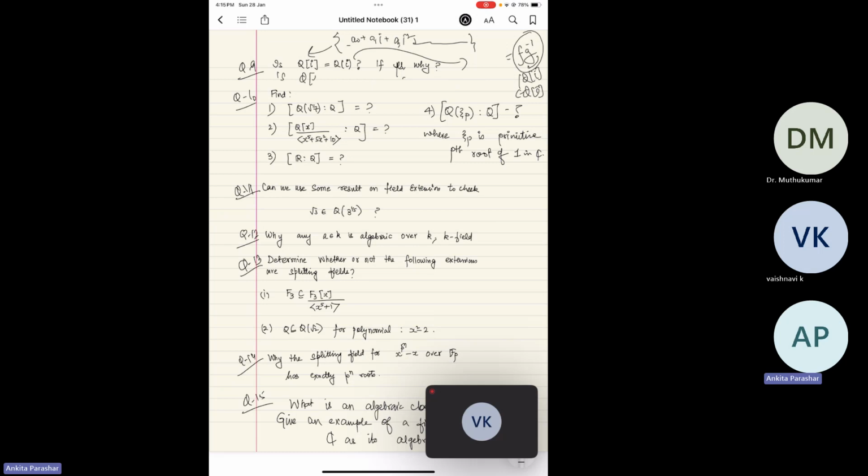Is Q[alpha] the same as Q(alpha), where alpha is algebraic over Q? Yes, any one of you can say that. One is a ring, one is a field. The only difference is one has all invertible elements, the other may not. But if we want to check they are the same, we want to say that every element in Q[alpha] is invertible. Then it becomes a field.